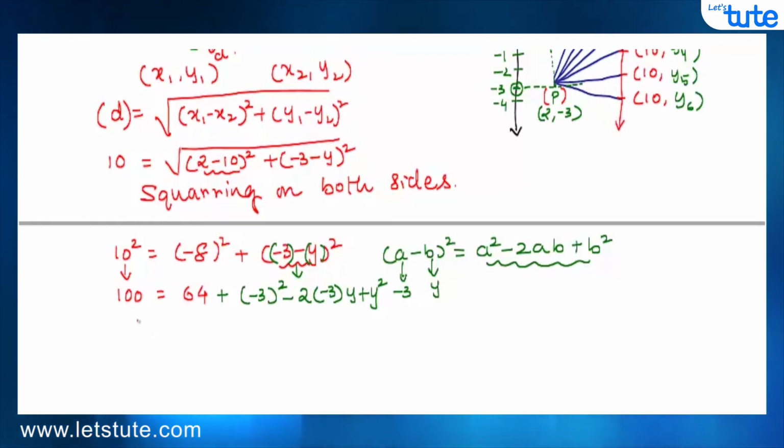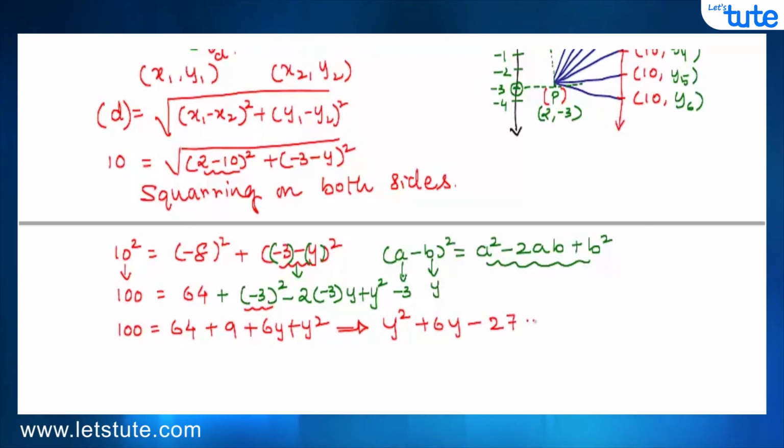So what will happen? 100 equals 64 plus negative 3 squared is 9. Negative 2 and negative 3 when multiplied becomes positive 6. We have y with 6 and we have y squared. So on simplifying further, we will get y squared plus 6y minus 27 equals 0. And this is nothing but a quadratic equation. Let me write over here. It is a quadratic equation.